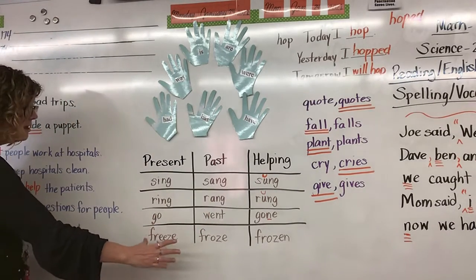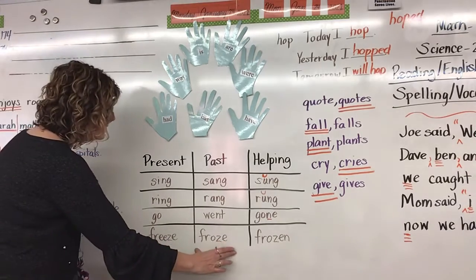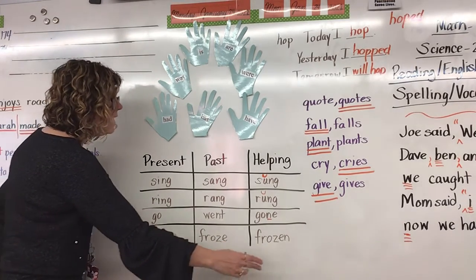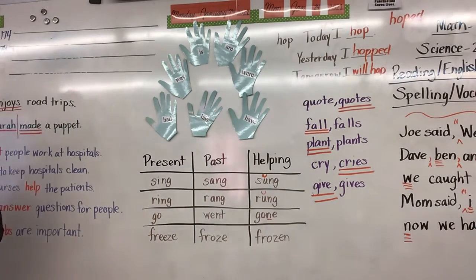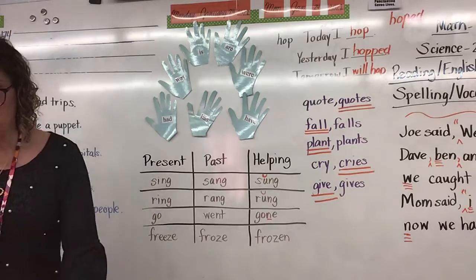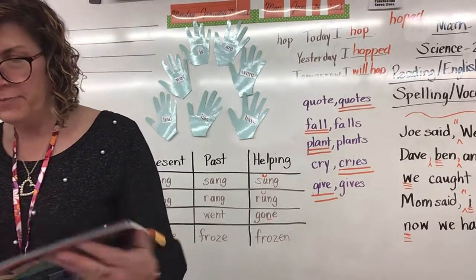The last one we'll look at is freeze. That's present, right now. Freeze. In the past it froze, and it has frozen many times. So that's what we're going to look at today. Everybody get your paper, 95, and let's look at the orange box.